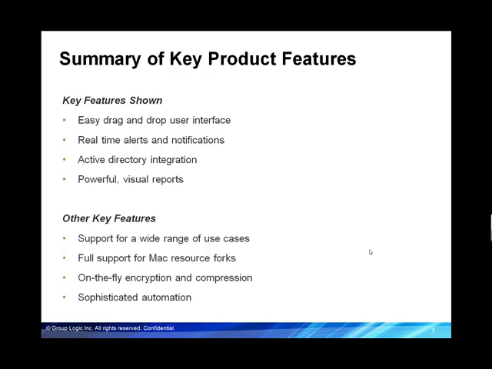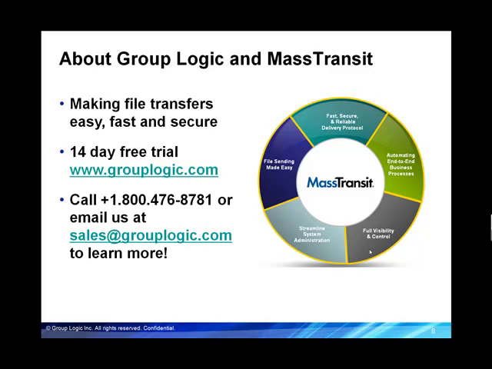So the key features I've just shown you include how MassTransit makes file sending easy. We have seen the value of real-time alerts and notifications, streamlined administration through Active Directory integration, and finally, rich visual reports. Some of the other key features not shown in this demonstration include our support for a wide range of use cases, support for Mac resource forks, on-the-fly encryption and compression, and finally, our ability to automate complex process flows.